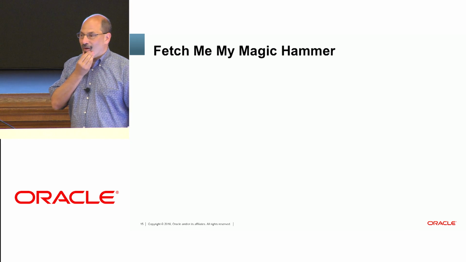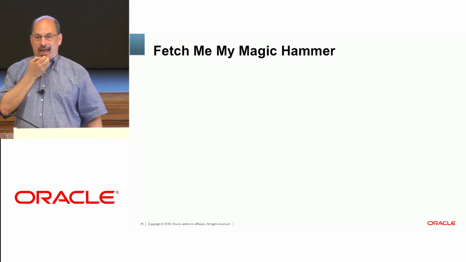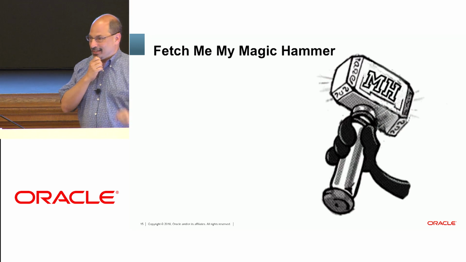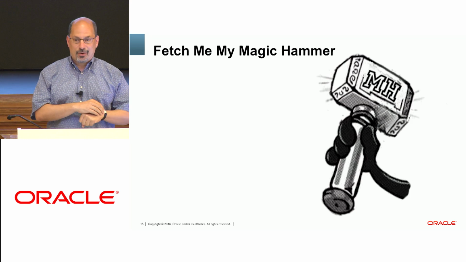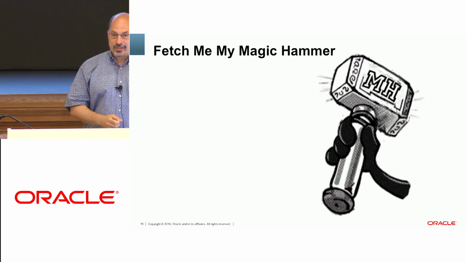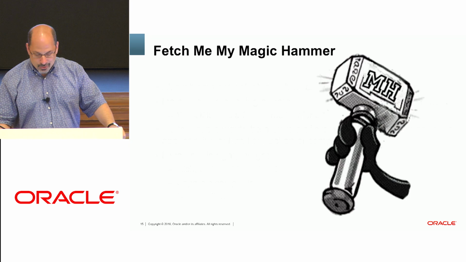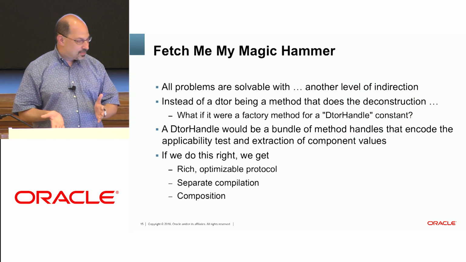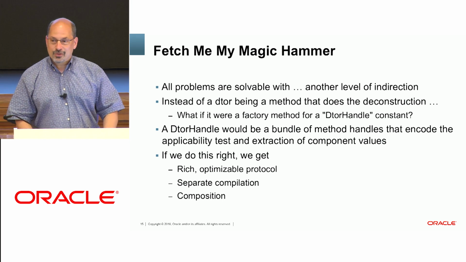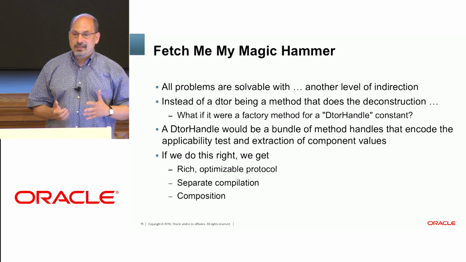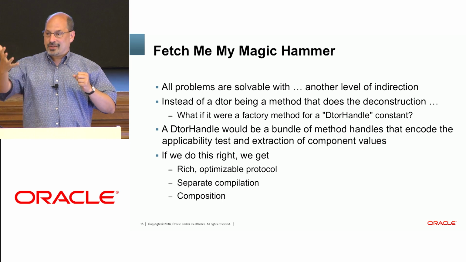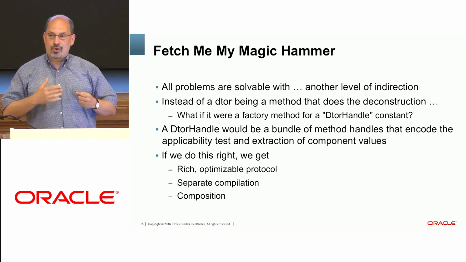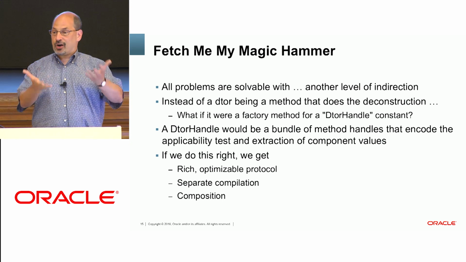So, all right, well, we have basically one magic hammer, right? What is it? Well, of course, it's method handle. So let's grab that and start swinging and see what we can do. Actually, we have two magic hammers. There's the method handle hammer, and there's the computer scientist's best friend, which is the another level of indirection hammer. So between the two of these, I think we can do something. So instead of saying a deconstructor is a method that takes the target and deconstructs it, how about if the method were a factory for a deconstructor thingy?